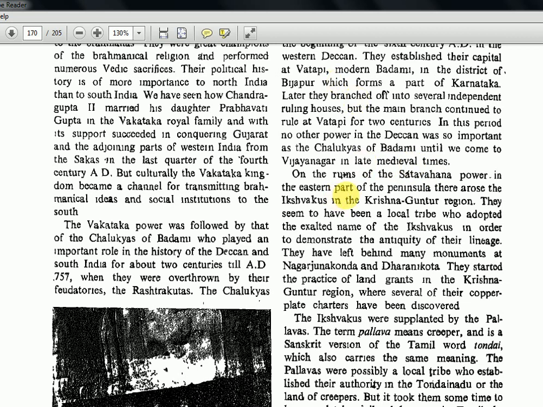On the ruins of the Satavahana power in the eastern part of the peninsula, there arose the Ikshvakus. This is the next one, in a different region. So Satavahana, on one side we saw Vakataka, and on another side we are seeing Ikshvakus in the Krishna Guntur region, the Andhra region. They seem to have been a local tribe who adopted the exalted name of the Ikshvakus in order to demonstrate the antiquity of their lineage. They have left behind many monuments at Nagarjunakonda and Dharanikota. This was also in the map. They started the practice of land grants in the Krishna Guntur region, where several of their copper plate charters have been discovered. So this is how the story goes.